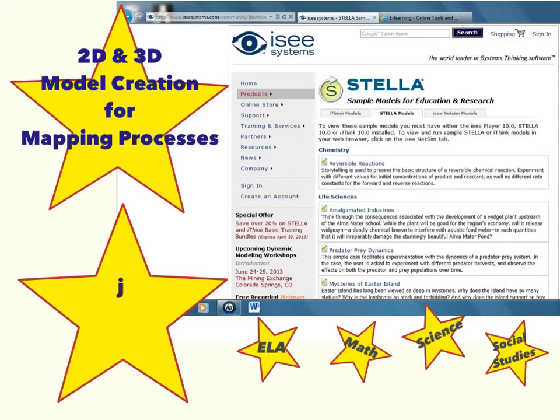Stella. Stella is another example used in education. Stella offers students the option of creating models in the various content areas including language arts, math, science, and social studies.